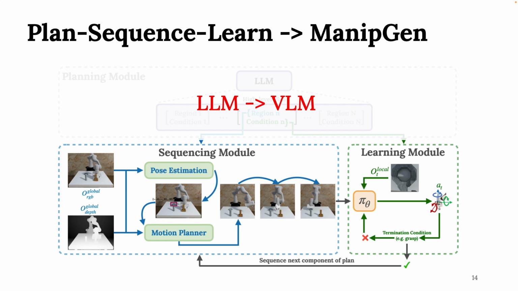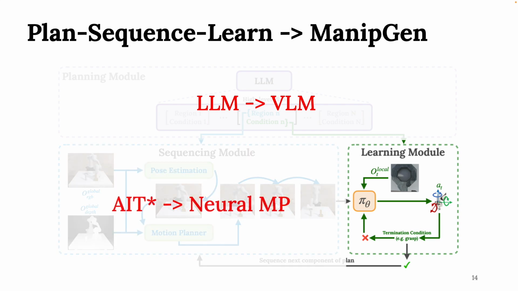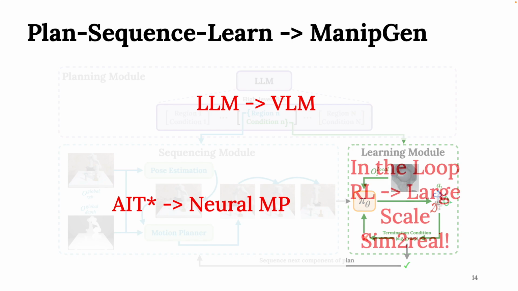Next, for fast, reactive, real-world motion planning, we want to use a motion planner that can operate on noisy point cloud input. Here we use Neural Motion Planner, an end-to-end policy for performing fast motion planning in the real world. Finally, we come to the core new piece of ManipGen, which I just described. To train generalists that can solve new tasks in a zero-shot manner, we need pre-trained skills, which we obtain by scaling up learning in simulation and transferring sim to real.